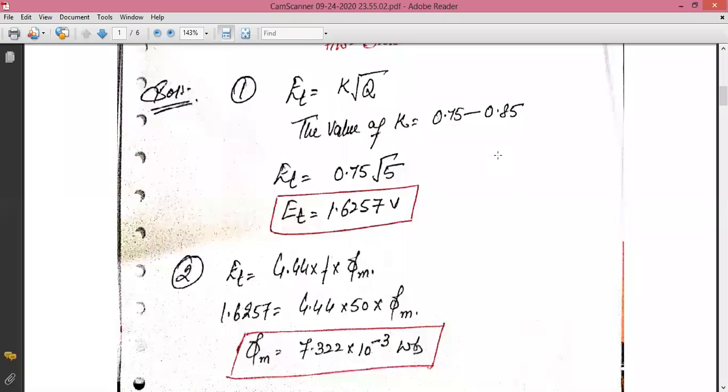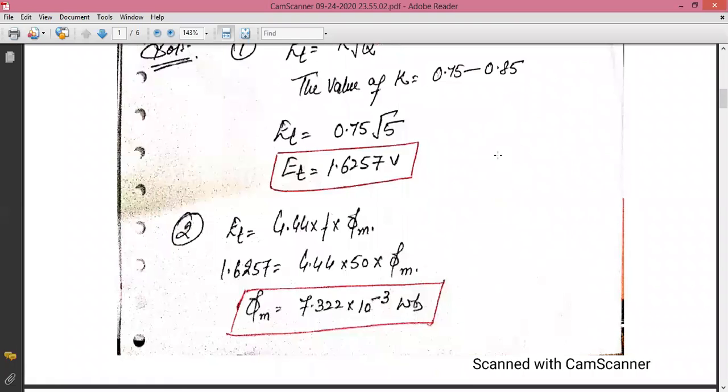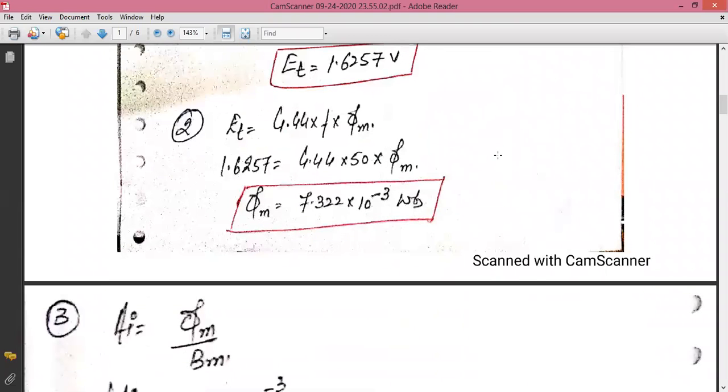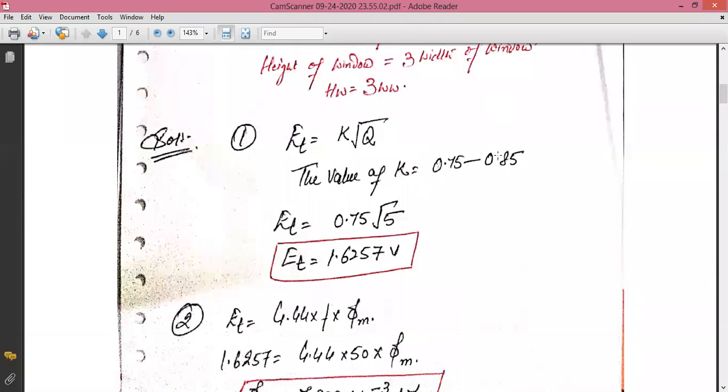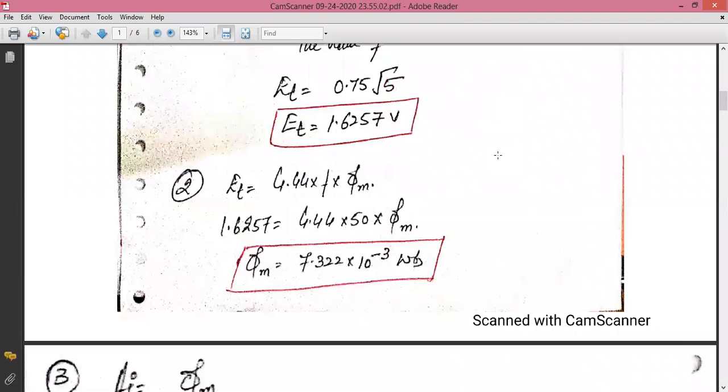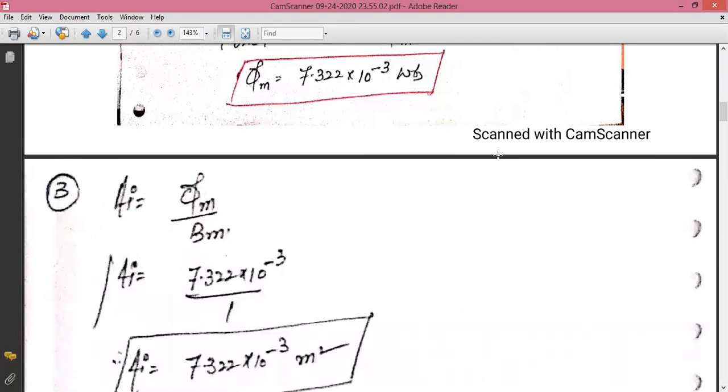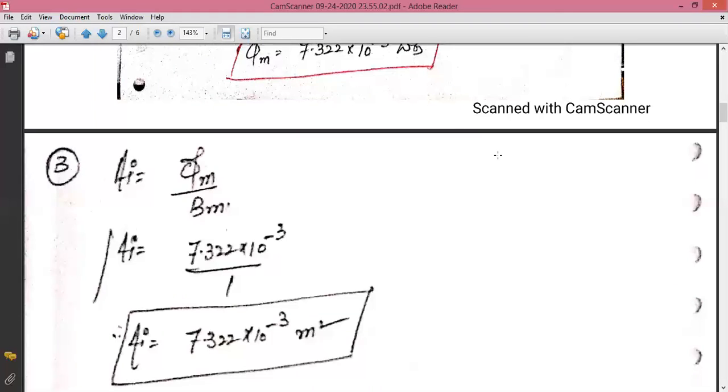Okay, fine. Now, after step number two, you have to calculate the net iron area, and the formula for that is Ai is equal to phi m upon Bm, isn't it? Now you can see your value of phi m is 7.322 into 10 raised to power minus 3, and in this numerical, the value of Bm that you should see from the top is equal to 1 Weber per meter square. So Ai, that is the net iron area, is equal to 7.322 into 10 raised to power minus 3. Got it?